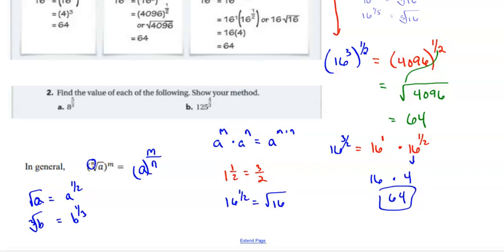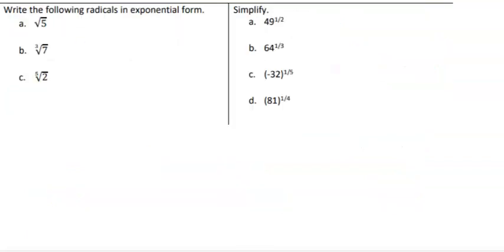Alright, and there are different ways to evaluate some of these. So you have a couple examples coming up. I'm going to skip number 2 for a second and come to this one. It says write the following radicals, and a radical is something that has a root, so the square root of 5, the cube root of 7, the fifth root of 2. Square roots, cube roots, fifth roots, any kind of root are called radicals. And I want these in exponential form.